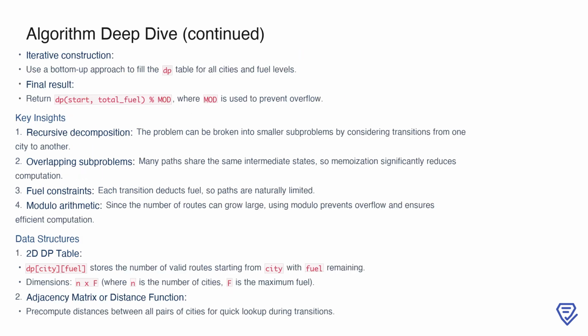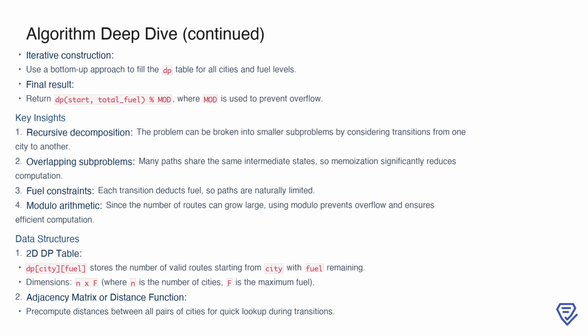An alternative to the recursive approach is to use an iterative, bottom-up method to construct the dp table. In this approach, we systematically fill the table for all cities and fuel levels, starting from base cases and building up the solution. The final result is then stored in dp[start][total_fuel], which gives the total number of valid routes modulo a constant mod to prevent overflow.